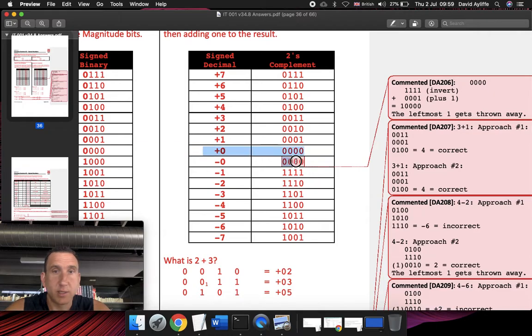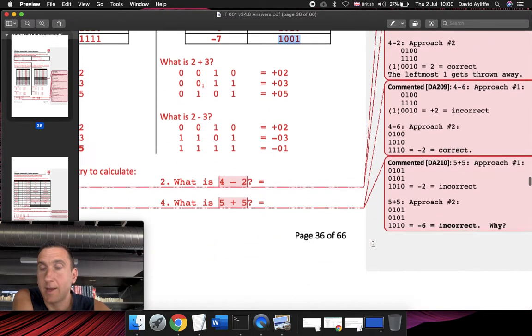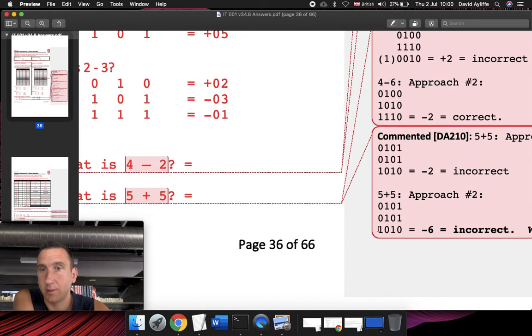And if we have essentially 2 values of 0, it's the same in binary, then we can't show plus 8, plus 9, plus 10. We can't show negative 8, negative 9, negative 10 using just 4 bits. It's not possible. We need more bits, and that's why this is incorrect. Because we need more than 4 bits to show 5 plus 5.